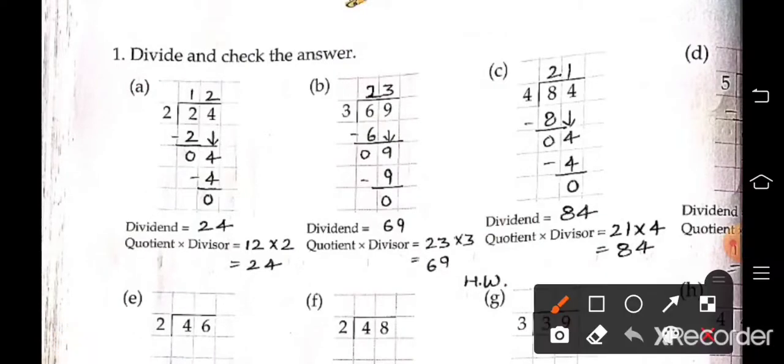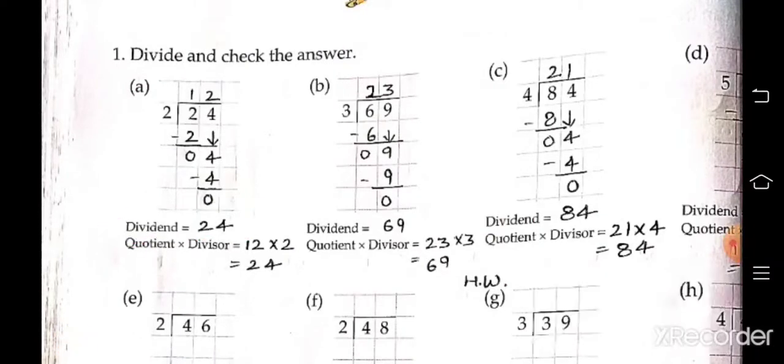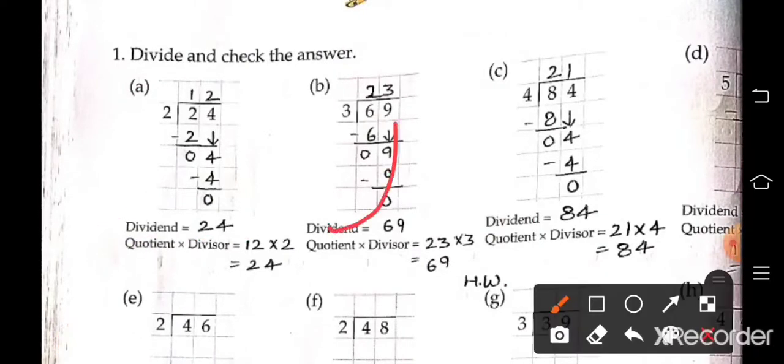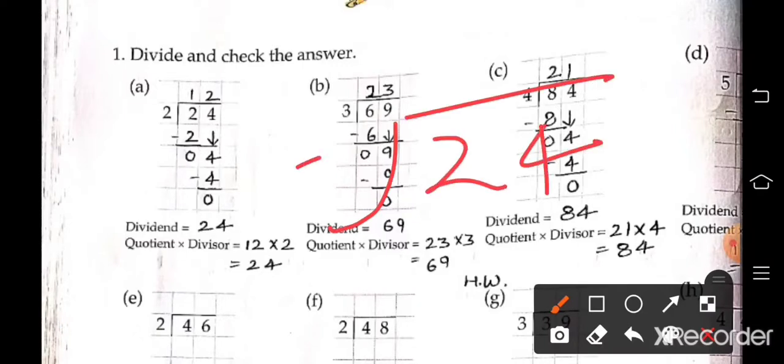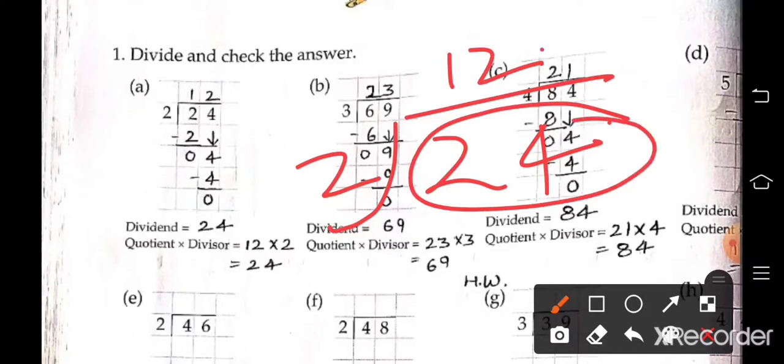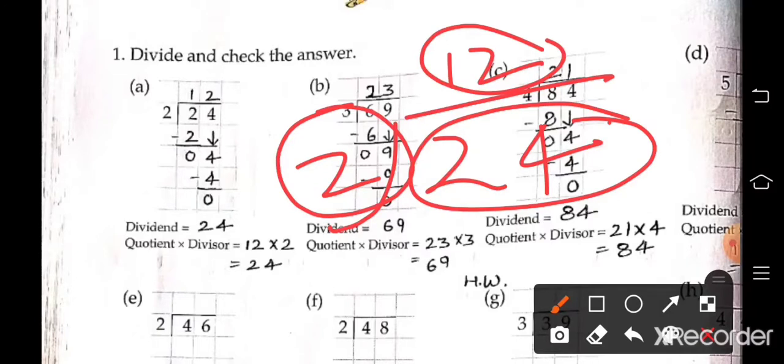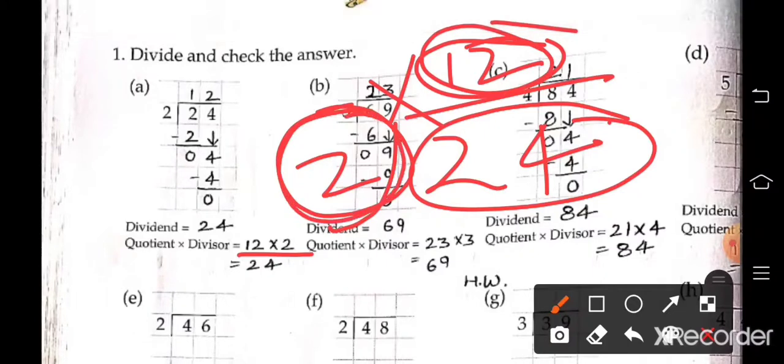So now the dividend is 24. Okay, this number is called dividend. 24 divided by 2 and answer 12. So this is called dividend, this is quotient and this is divisor. Okay, so for checking the answer, quotient multiply divisor equal to dividend. So here 12 multiply 2, answer is 24. So our answer is correct.